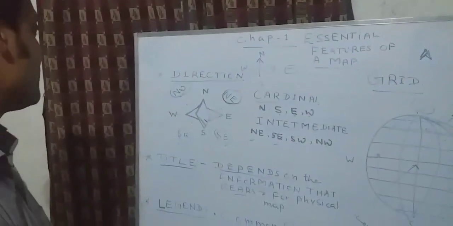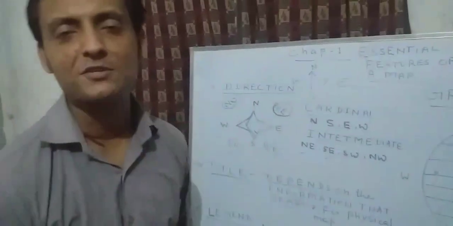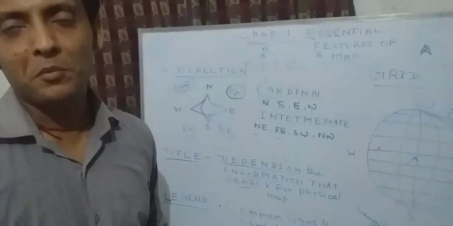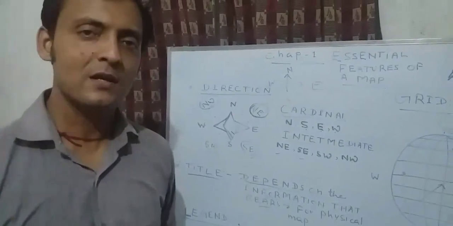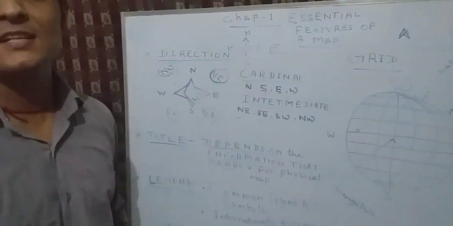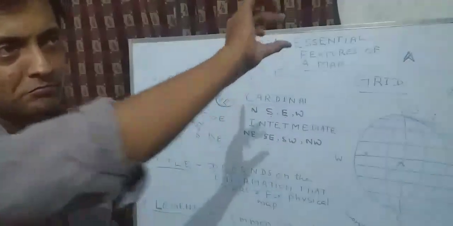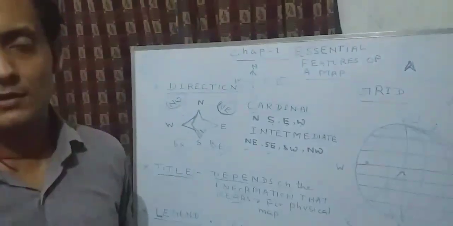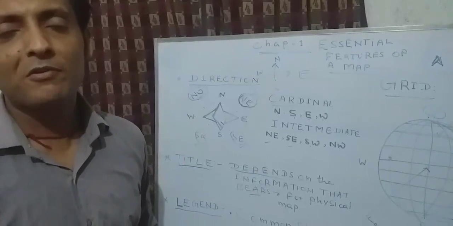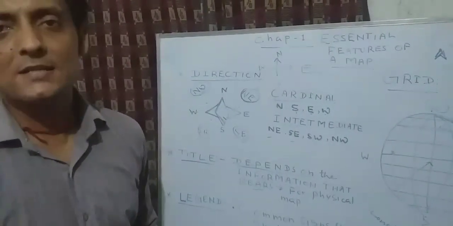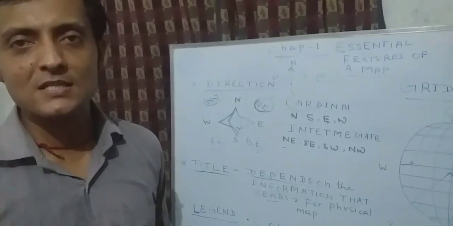Now move on to the title. Students, the title is also very important as far as the essential features of a map are concerned. If you observe the map, the title written on it always indicates the information which the map bears. So it immediately tells us about the information that a map bears. For example, if the heading given on the upper side of the map is physical map, then we will immediately come to know that it is about the physical features of the earth.